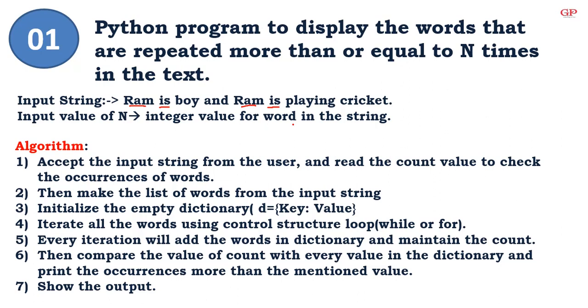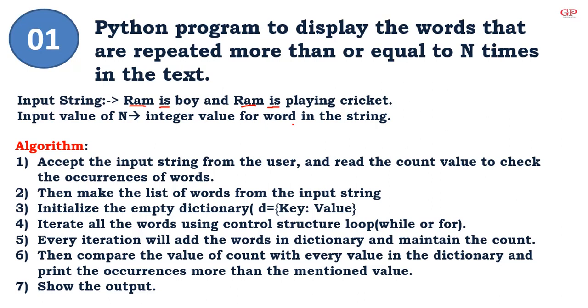For that approach, the algorithm will be: accept the input string from a user and read the value of count to check the occurrences of words. So we'll take the input along with the value of n. Once we read the string, we separate out every word of the input string. The input string may consist of 100 words, 50 words, or 10 words. So we'll separate it out into single words.